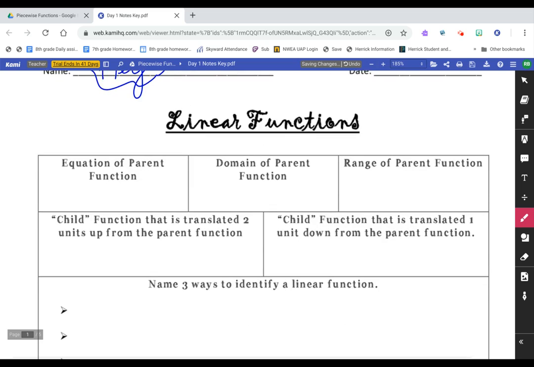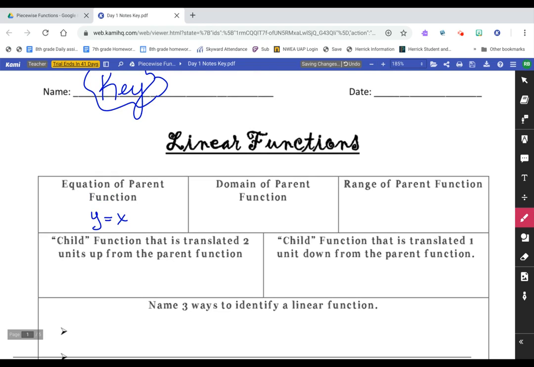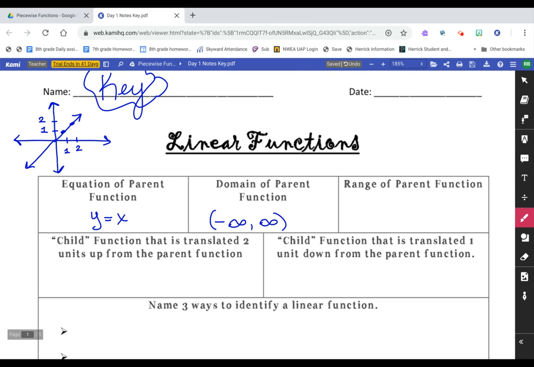Okay, so linear functions. The parent function of a linear line would be y is equal to x. And I'm going to graph that right here. And if y is equal to x, it's just a straight line like that. So if x is 1, y would be 1 because they're equal. If x is 2, y is 2, and so forth. Okay. The domain would be all real numbers. So in interval notation, it would look like that. Your range would also be all real numbers. Okay, for the parent function.